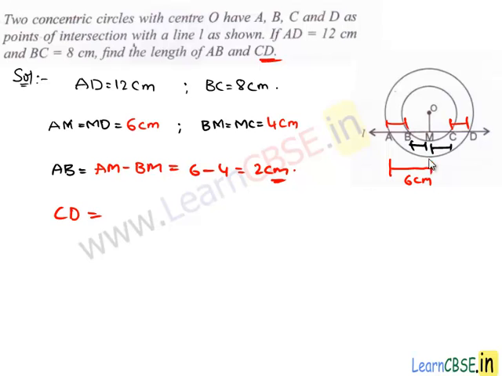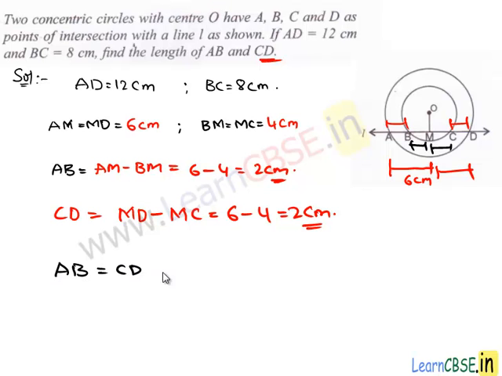We can find CD, which is obtained by removing MC from MD. MD minus MC gives CD, which is 6 centimeters minus 4 centimeters, and it is also equal to 2 centimeters. Therefore, we notice that AB is equal to CD and it is equal to 2 centimeters. This completes our solution.